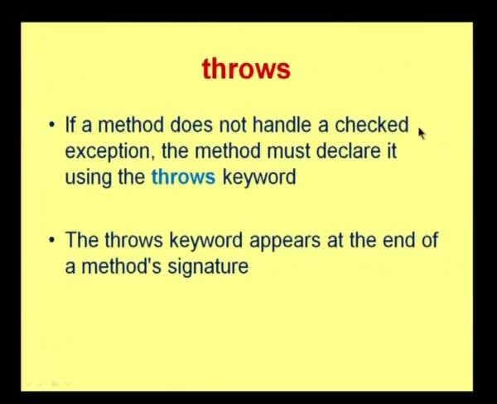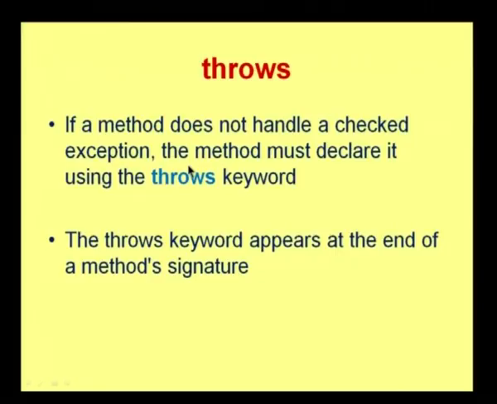Throws. If a method does not handle a checked exception, the method must declare it using the throws keyword. The throws keyword appears at the end of the method signature. So we have already seen the word throw, and throws is a keyword which is added at the end of the method signature to indicate the exceptions that are likely to be thrown by this particular method.